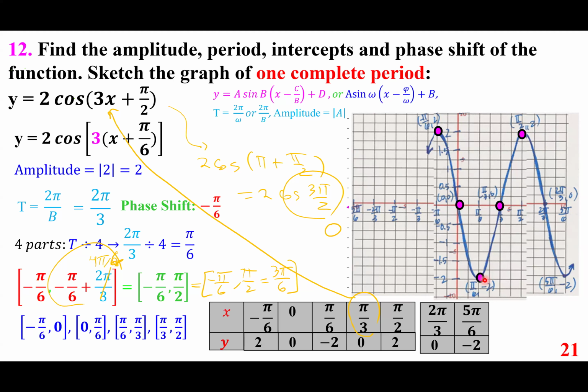Again, one complete cycle. If you want to continue indefinitely, you just move this to the left and right. And again, those 4 sub-intervals or 5 key points are located here: minus pi over 6, 2, 0, 0, pi over 6, negative 2, pi over 3, 0, okay, pi over 2, 2. That's the main complete cycle, taking it from there. So that's how you do cosine.